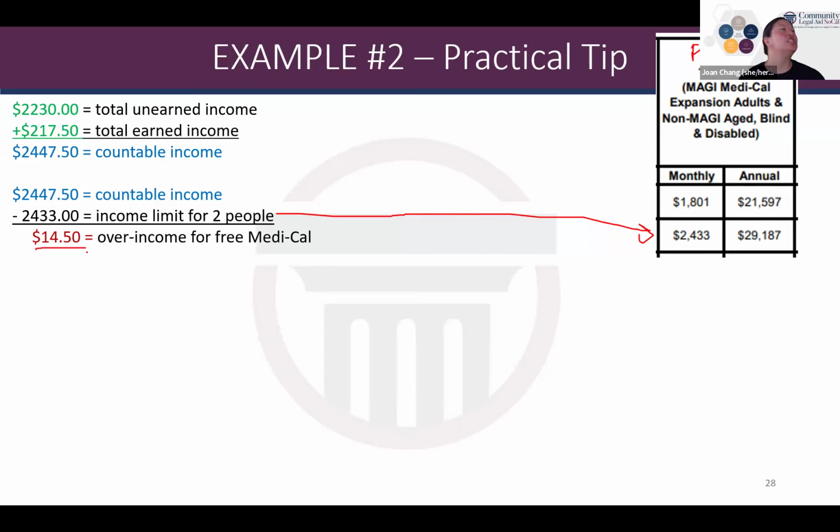They are just $14.50 over. It's not a lot, but it's technically still over. So the Medi-Cal office is still going to assign a really hefty share of cost, and rightfully so. But they're pretty close to the border, pretty close to the line of free Medi-Cal. It's only $14.50 that they're over for free Medi-Cal.